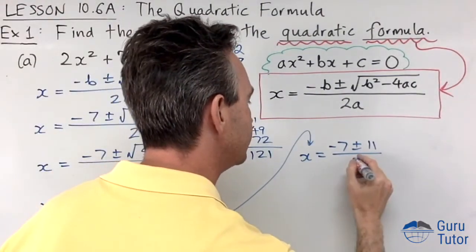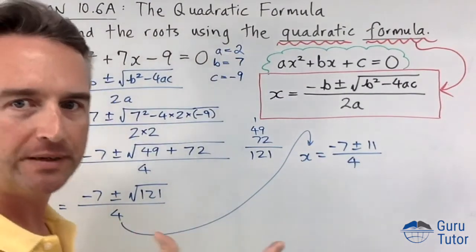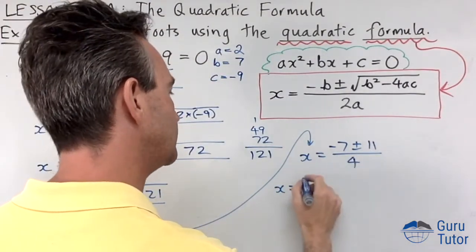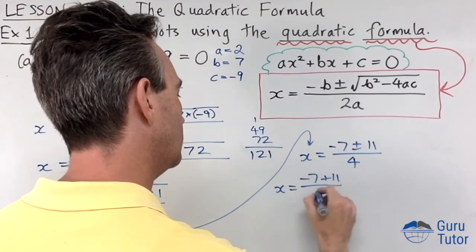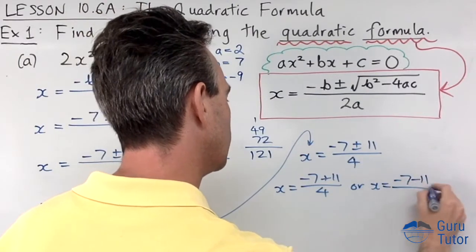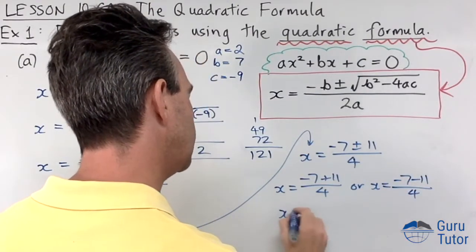Now we get to here. Now we can split it up into our two separate answers. X equals, and we do the plus version and the minus version. Minus 7 plus 11 over 4, or x equals minus 7 minus 11 over 4. And we get our two answers.